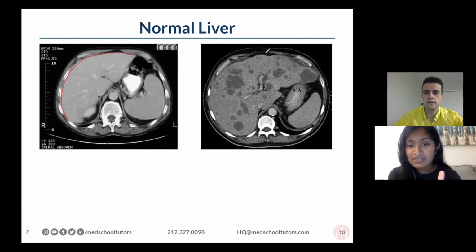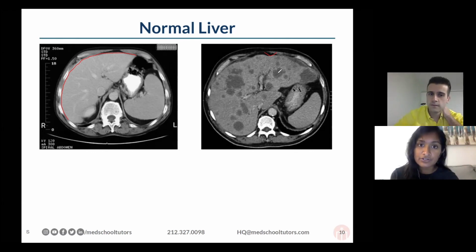So this is a slightly more obvious example, but as we go through and as you're studying, I would really urge you, anytime someone shows you an abnormal picture, pull up a normal one on Google just to have an idea of what it should look like.